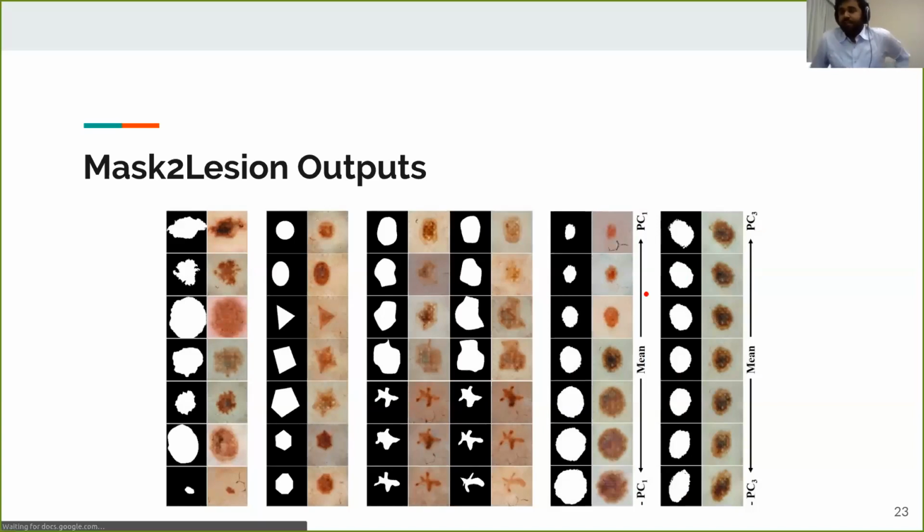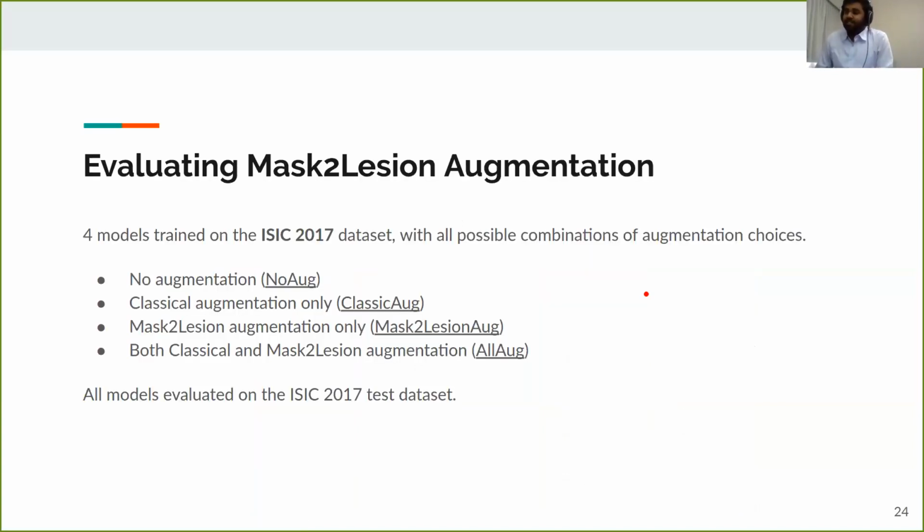To evaluate master lesion as an augmentation strategy, we trained 4 models on the ISIC 2017 dataset with various possible combinations of augmentation choices. The first model used no augmentation and was called no-aug. The second used geometric transformations such as rotation and flipping only and was called classic aug. The third used master lesion based augmentation only and was called master lesion aug. And the fourth used both forms of augmentation and was called all aug.